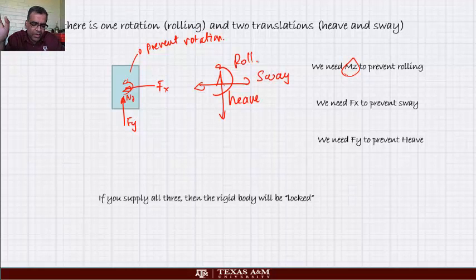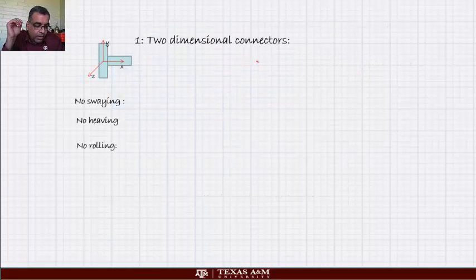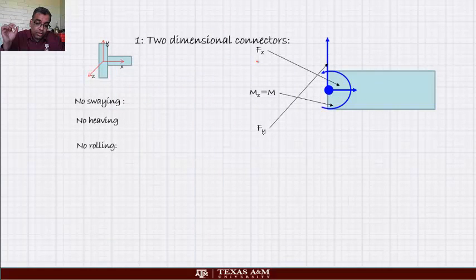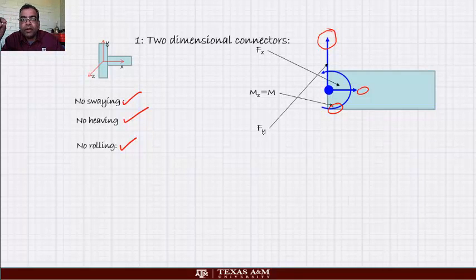If you supply all three, the rigid body will be locked. Basically, you cannot move it with respect to the other objects. Okay, that kind of a joint is of course called a welded joint or a built-in joint or a completely fixed joint. Okay, so there are the three forces. Can you see? This was no swaying, no heaving, no rolling, means I have Fx to prevent sway, Fy to prevent heave, and torque to prevent rolling.